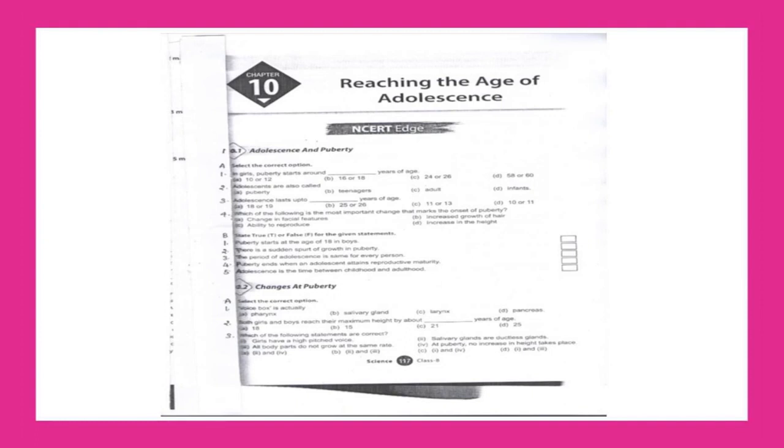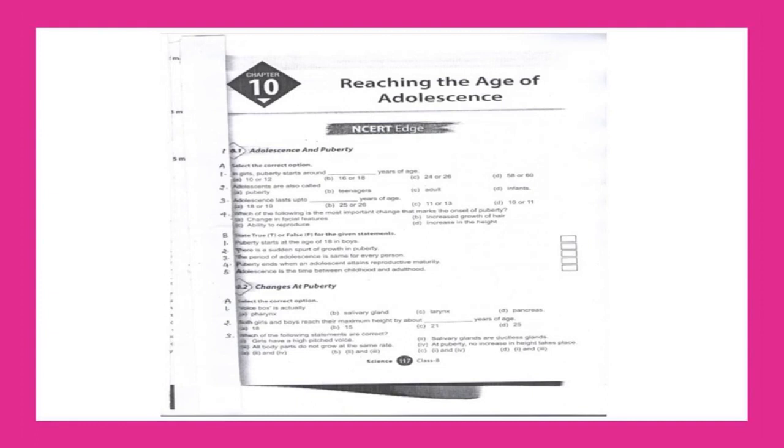So in the further representation on the chapter 10. First, in girls, puberty starts around 10 to 12 years of age. Adolescents are also called teenagers. Then adolescence lasts up to 18 or 19 years of age. Then which of the following is most important change? Ability to reproduce. When a person starts reproducing, that is puberty. That is the onset of puberty.